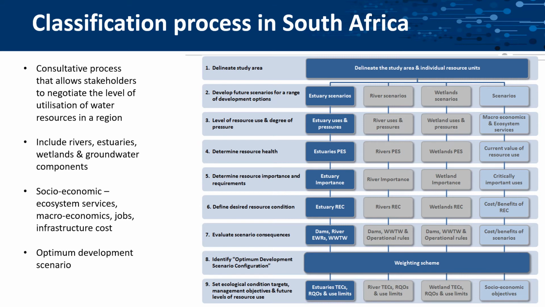And then all of this goes into a weighting scheme, which finally gives us the optimum development scenario for that estuary. So it's a very similar process to what I've just explained to you, except that it's done in all the legs of the different components. And then once we've decided on the optimum development scenario, we can also give you the target ecological condition, the resource quality objectives of the system, and provide some use limits. I'll just give you a brief example of what I mean by resource quality objectives.